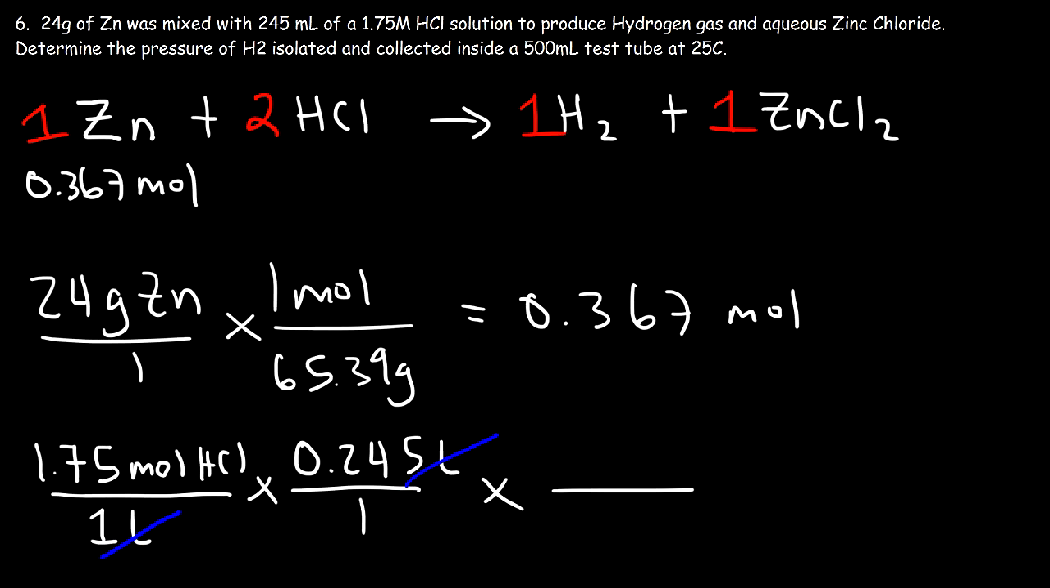Now what's our next step? Now notice that we really don't need another step. Once we cancel the liters, we're going to have moles of HCl. So it's just 1.75 times 0.245. And so that's 0.4288 moles.